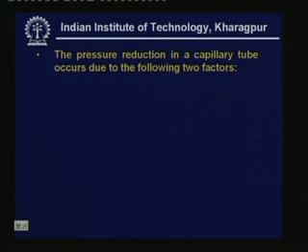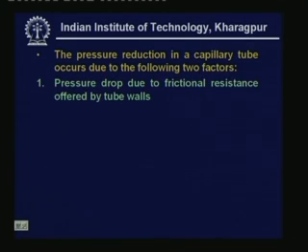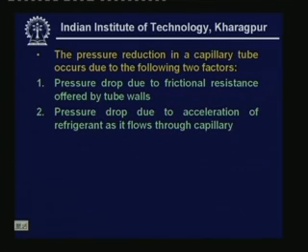Now the pressure reduction in a capillary tube occurs due to the following 2 factors. Capillary tube is an expansion device, so obviously pressure reduction should take place across the capillary tube. So how does the pressure reduction take place in a capillary tube? I am going to explain that. There are 2 factors which cause pressure reduction. The first one is the pressure drop due to frictional resistance offered by tube walls. And the second factor is pressure drop due to acceleration of refrigerant as it flows through the capillary.